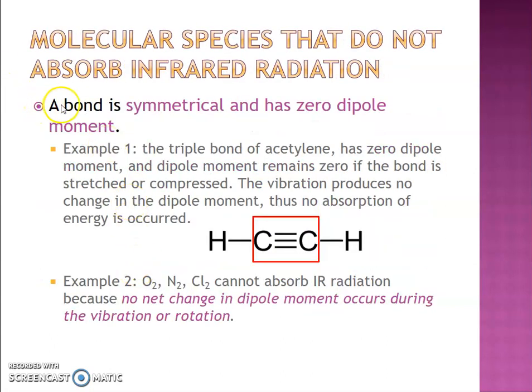This is quite important. A bond which is symmetrical has zero dipole moment. For example, the triple bond of acetylene has zero dipole moment, and the dipole moment remains zero if the bond is stretched or compressed. So it will not absorb IR radiation. This bond only, but this bond still can absorb. But the CC bond, because it is symmetrical, will not absorb IR radiation.